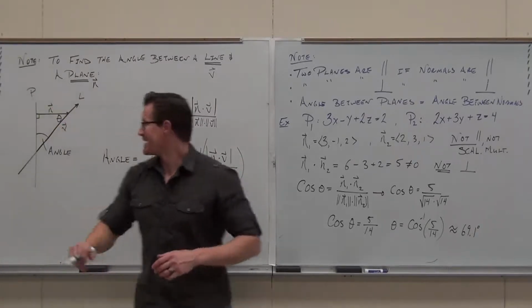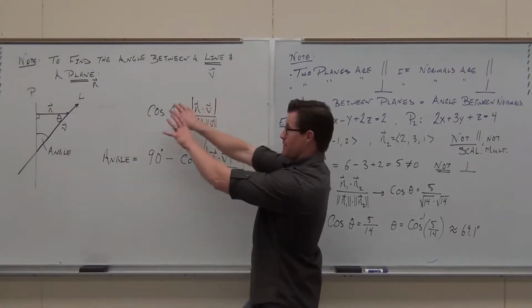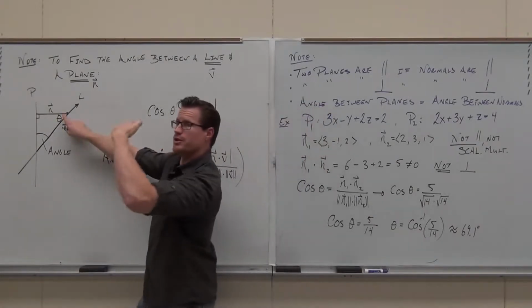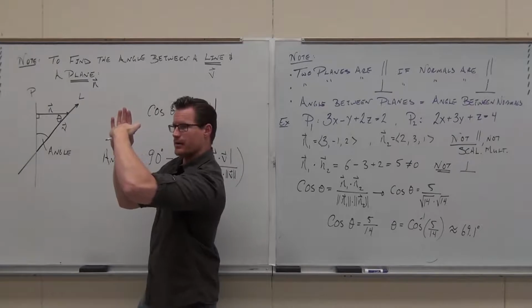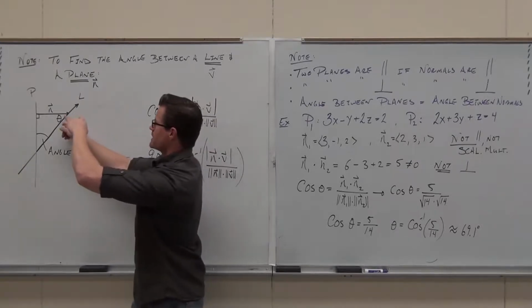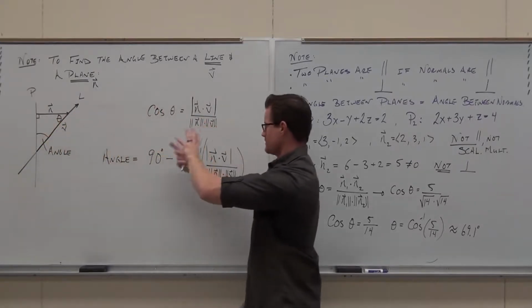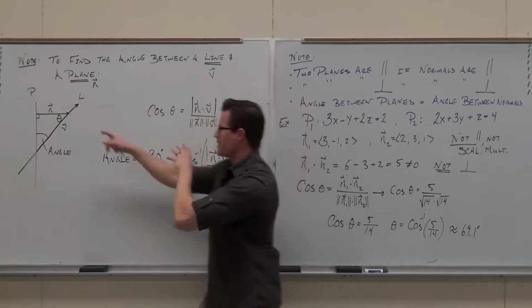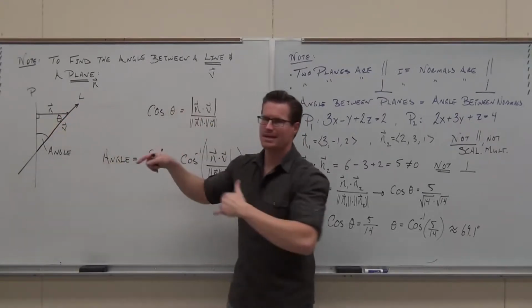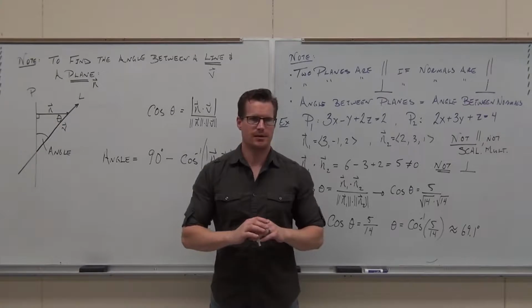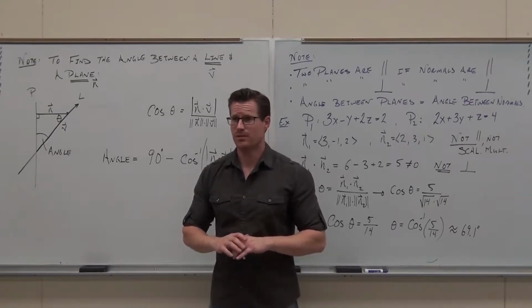The idea is, if you do this, you're going to find the angle between the normal and the line, the direction vector. If I take 90 minus cosine inverse of that scenario, I find that angle. 90 minus that gives us the angle between the plane and the line. Head nod if you're okay with that one.